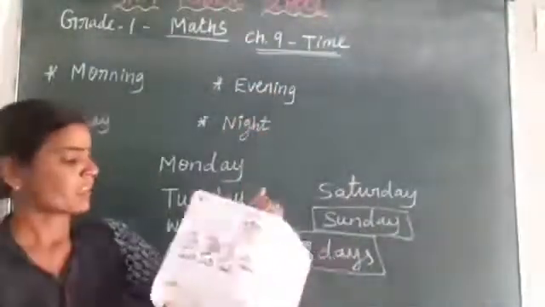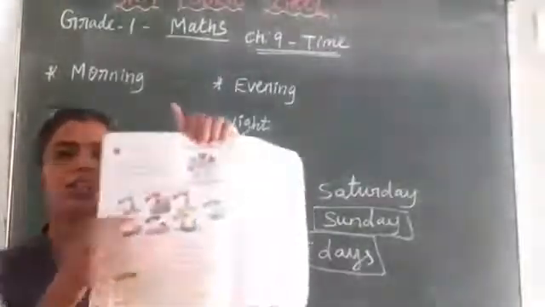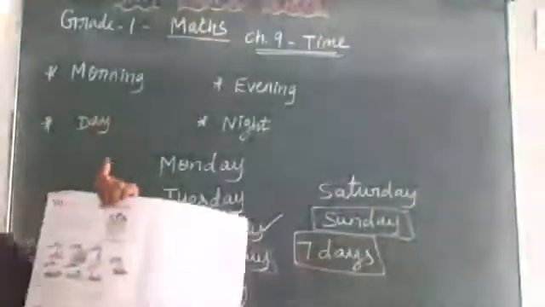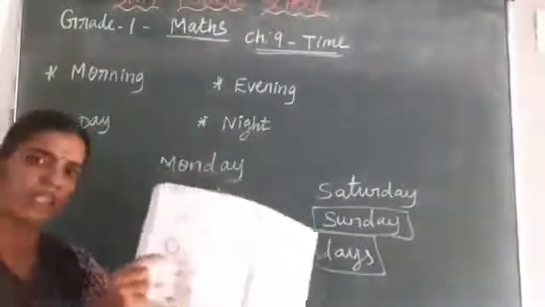Next, days of the week. Which day are they doing which activity? We have completed that. Monday doing craft, Tuesday PT, like this the activities are given. You have to complete this also. Then match and color it. This is the main concept in this time chapter.